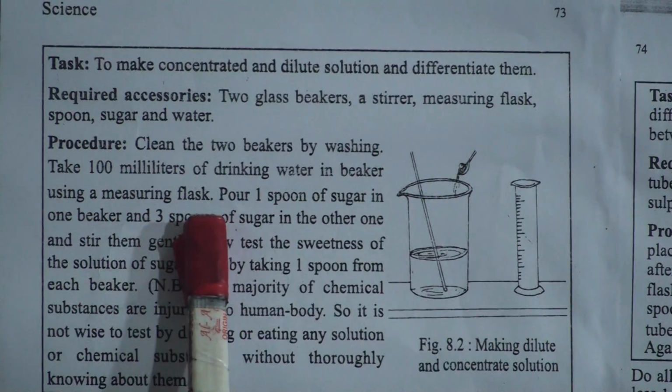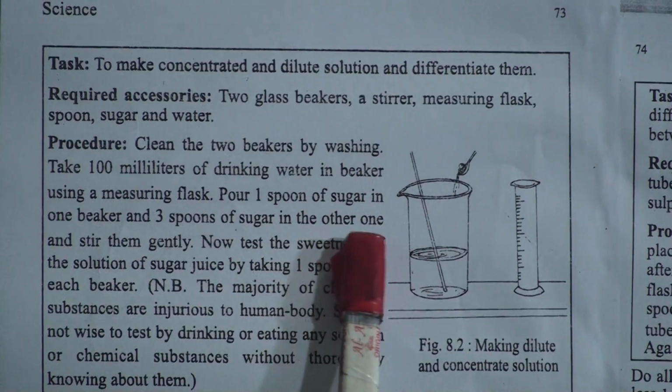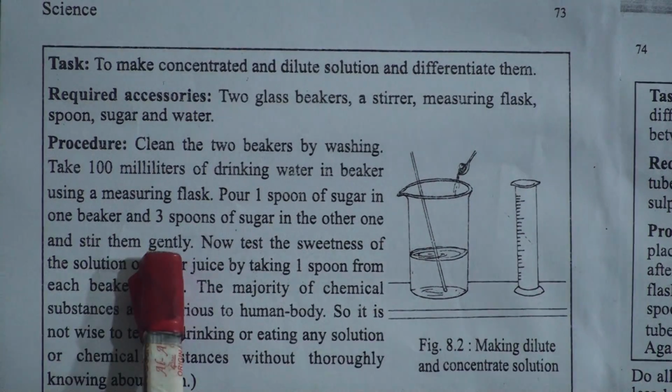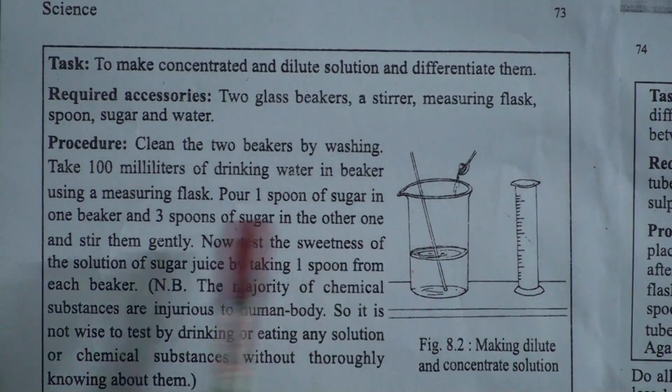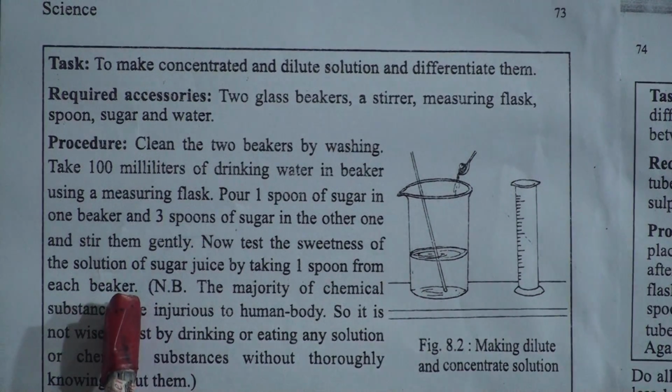Using a measuring flask, pour 1 spoon of sugar in one beaker and 3 spoons of sugar in the other one, and stir them gently. Now test the sweetness of the solution of the sugar juice by taking 1 spoon from each beaker.